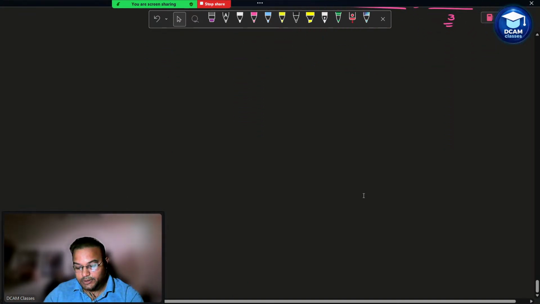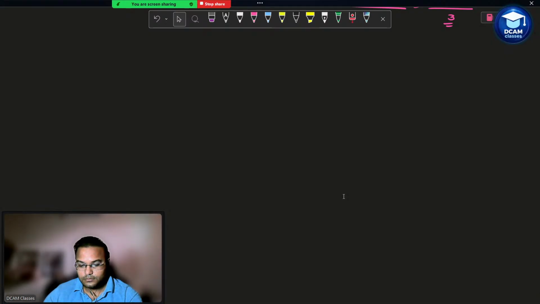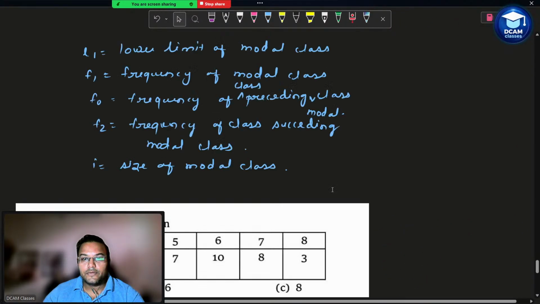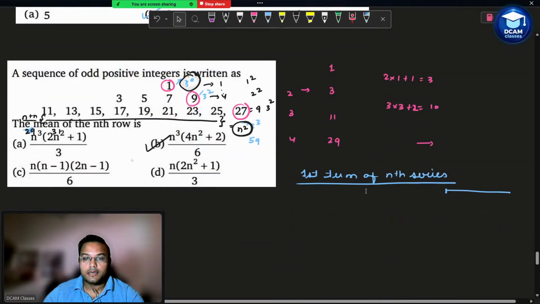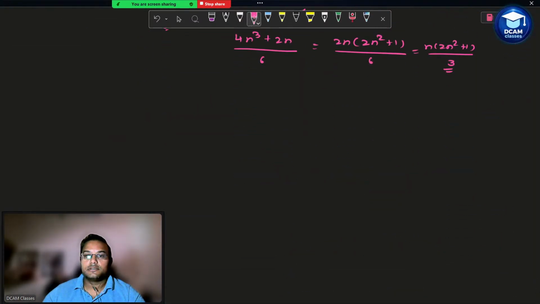Acha, let's move on to the next concept. Till here we have done the mode for continuous series, and now we'll be studying measures of dispersion.